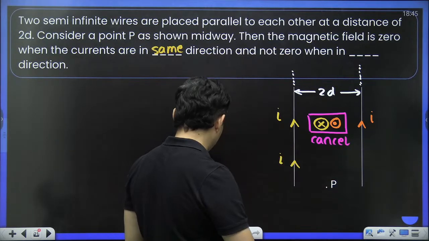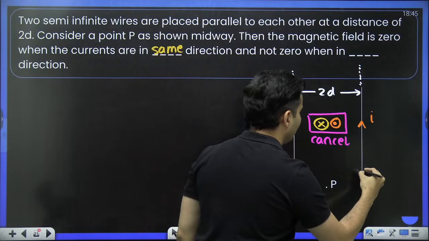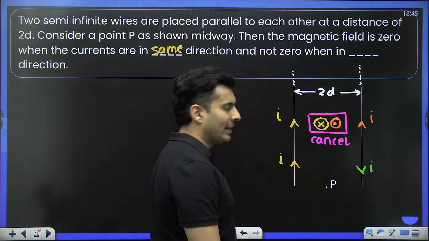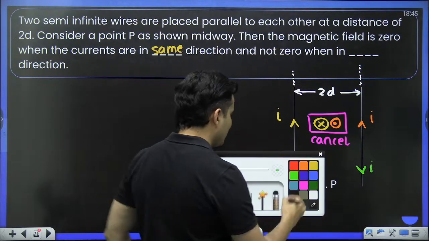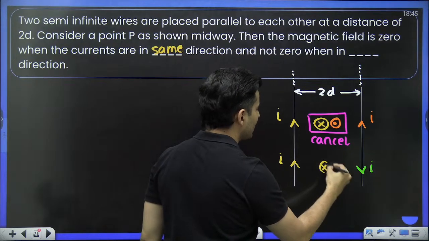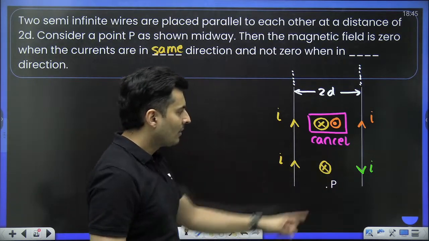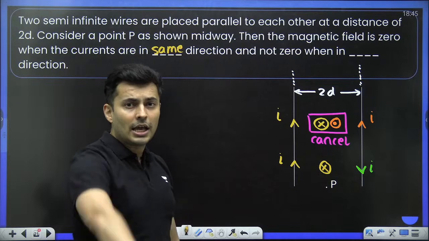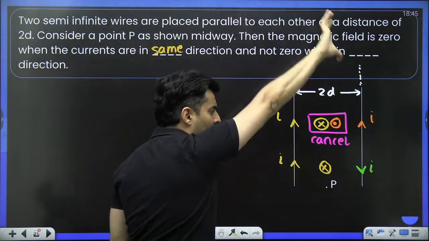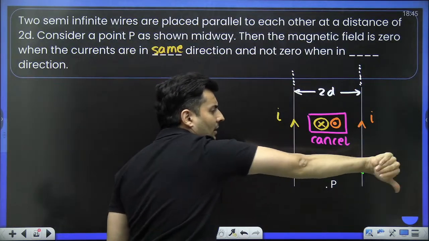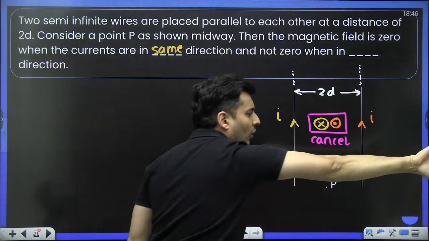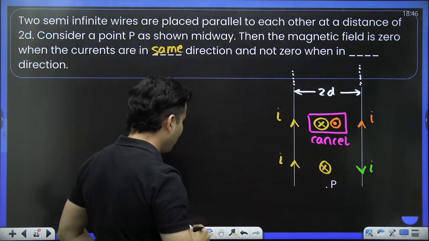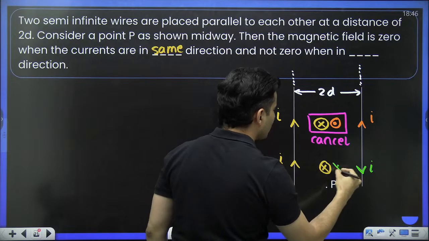Imagine the current to be like this. Take the other current to be like this. Take the other current to be like this. Because of this yellow wire, the field will still be like this inside. But because of this current, take the thumb of your hand downwards. The curled fingers go from there and go in on this side. So basically it is going in like this.